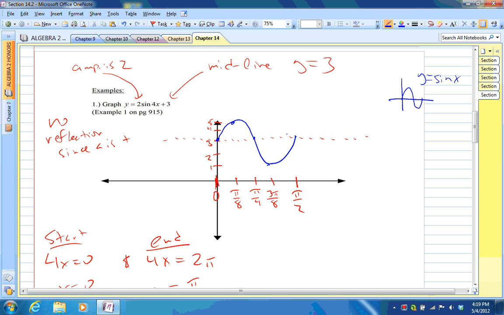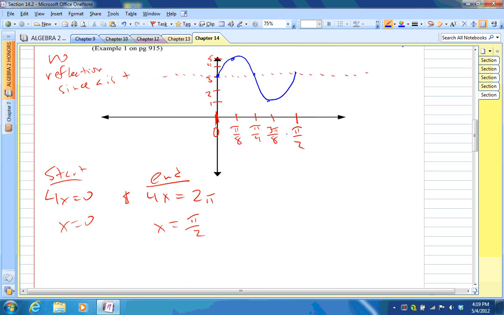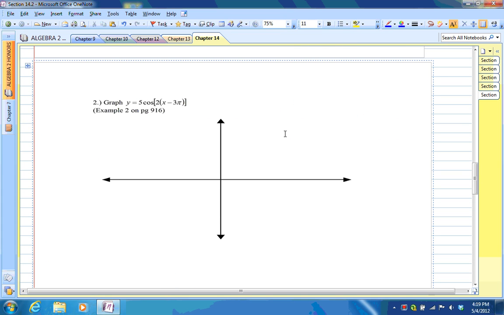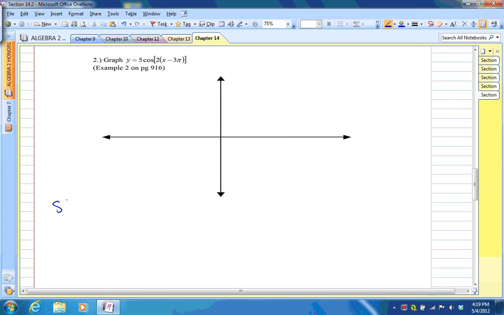Okay, let's do the same thing for cosine. So start and end.